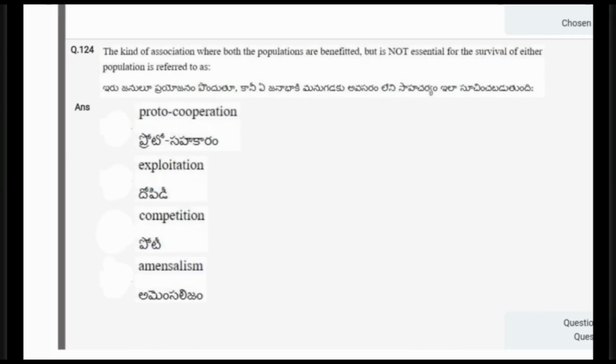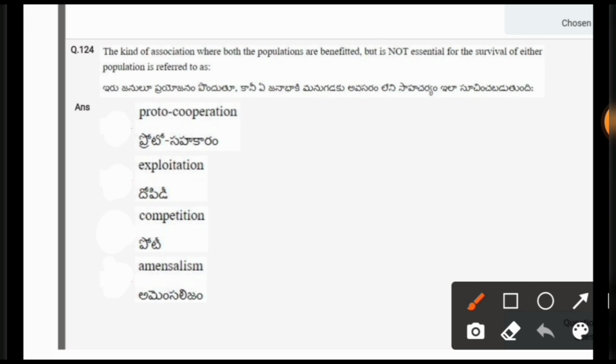The kind of association where both the populations are benefited but is not essential for the survival of either population is referred to as. The options are proto-cooperation, exploitation, competition, amensalism. The first one is the right answer, that is proto-cooperation.